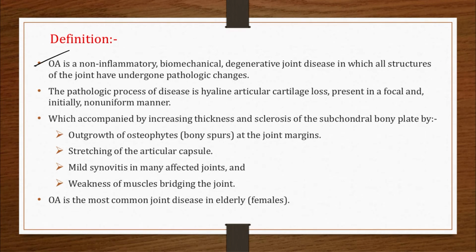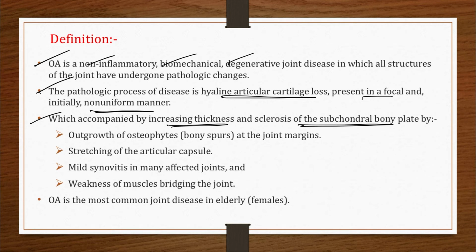So how can we define osteoarthritis? Osteoarthritis is a non-inflammatory biomechanical degenerative joint disease in which all the structures of the joint have undergone pathologic changes. The pathologic process of the disease is hyaline articular cartilage loss, present in a focal and initially non-uniform manner, which is accompanied by increasing thickness and sclerosis of the subchondral bony plates, outgrowth of the osteophytes, the bony spurs at the joint margins, stretching of the articular capsule, mild synovitis in many affected joints, and lastly weakness of the muscle bridging the joint. Please also remember that osteoarthritis is the most common joint disease in elderly and especially females.